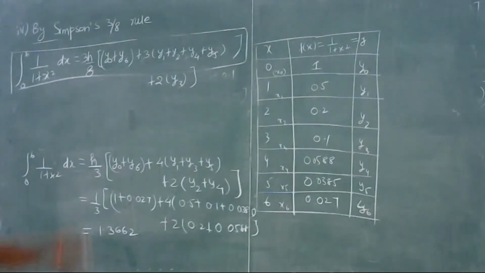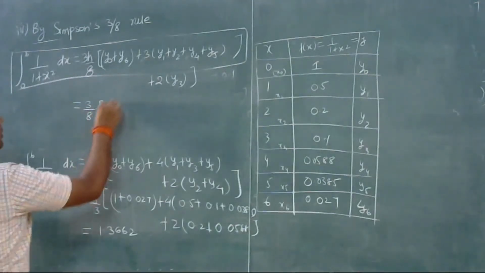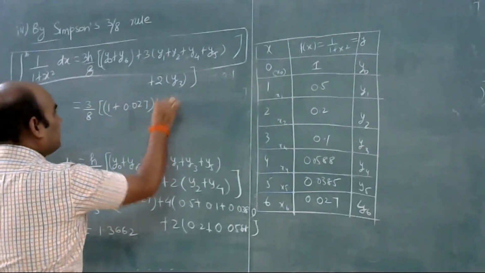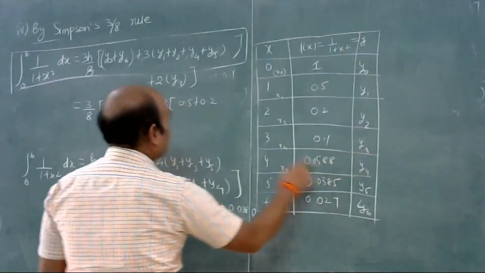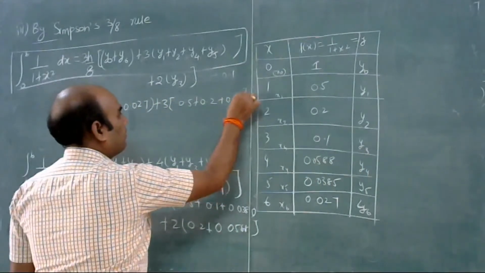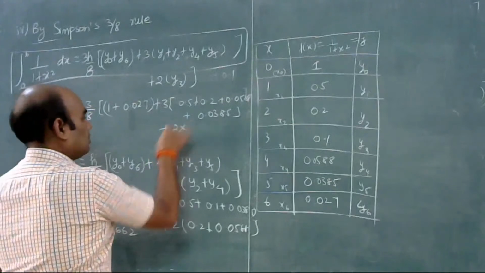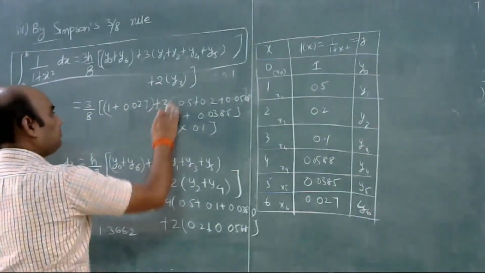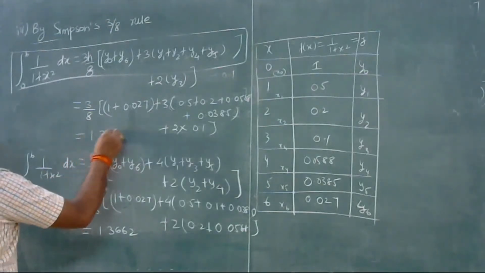Here h is 1, so 3 upon 8, y0 is 1 plus y6 is 0.027 plus thrice of 0.5 plus 0.2, don't use y3, plus 0.0588 plus 0.0385, plus twice of y3. Solve this, and you get 1.3582.